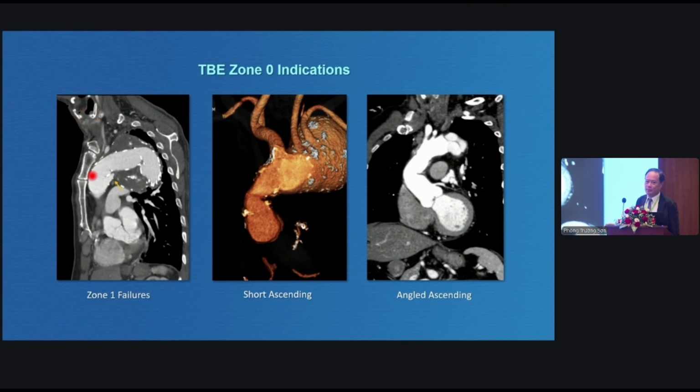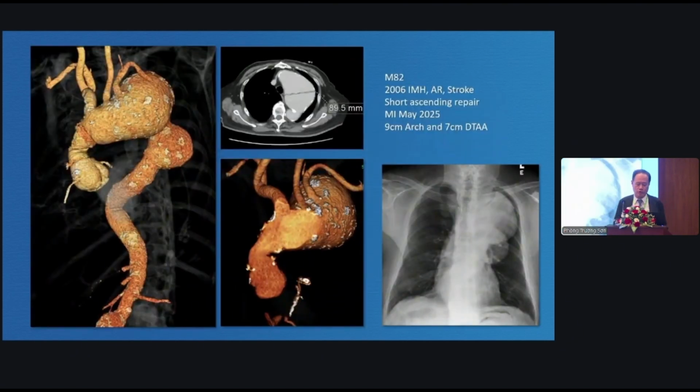We seldom do it for zone 1. So you can put the single branch into the innominate in cases where you have a previous zone 1 landing failure with an endoleak there, or you have a short ascending, which is very commonly done by our cardiac surgeons, with an angulated ascending graft that would be very difficult for the traditional devices to pass. The TBE does have this advantage that it has a very short tip and you can negotiate that.